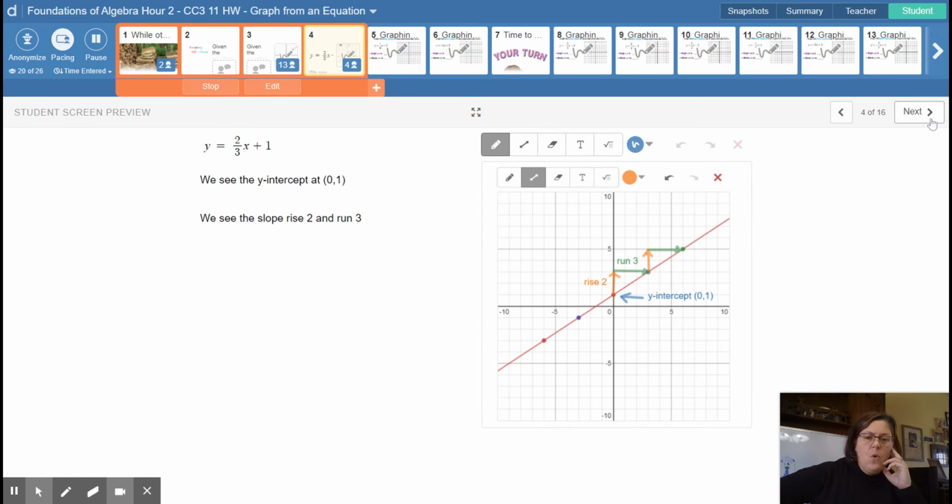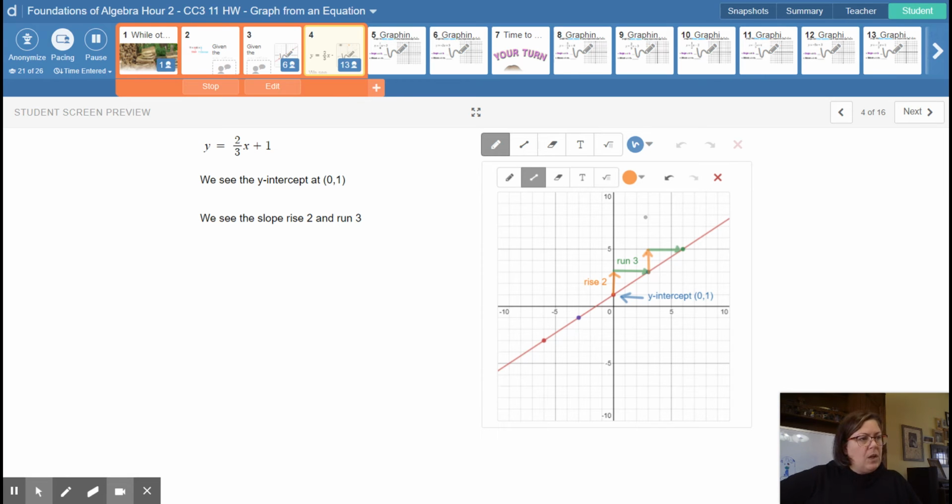So slide 4 actually just reemphasizes what I just showed you about slide 3. It's highlighting the fact that here's our y-intercept, right, at that coordinate pair 0, 1. This is the y-axis. That vertical one is the y-axis. And then we've got that slope, that rise of 2, that run of 3. Up 2 over 3, up 2 over 3.